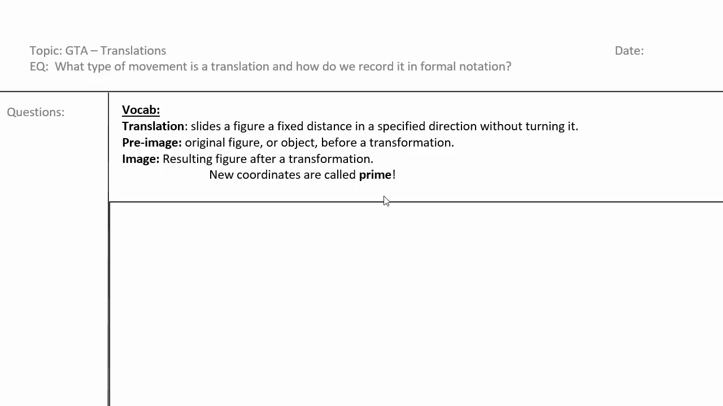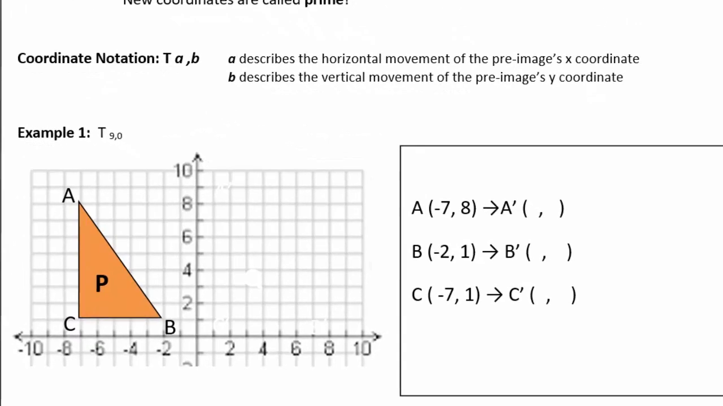Let's go ahead and look at our first example. In our first example, we're looking at triangle P. It has the coordinates A, B, and C to make this right triangle. And you can see I've recorded the coordinates for A, B, and C of this triangle to the right here. A is at -7, 8. B is at -2 on the x-axis and 1 on the y-axis, while C is at -7 for the x-axis and also at 1 for the y-axis.